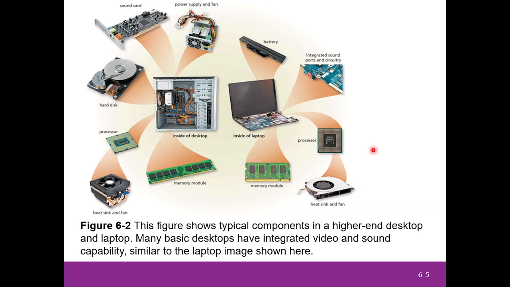Then when we open the casing and look inside the computer, this is how it looks. This is the inside of your desktop computer. This is the desktop casing. This big circuit board that you see is called the main board or motherboard or system board, okay?